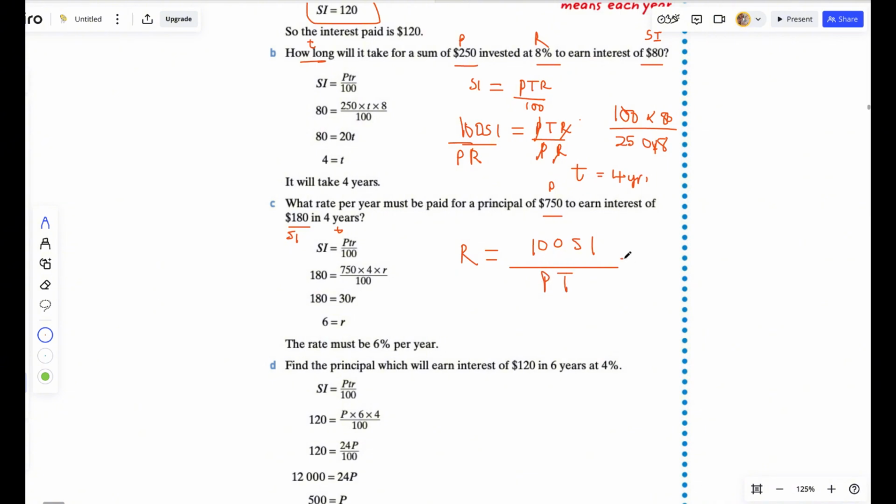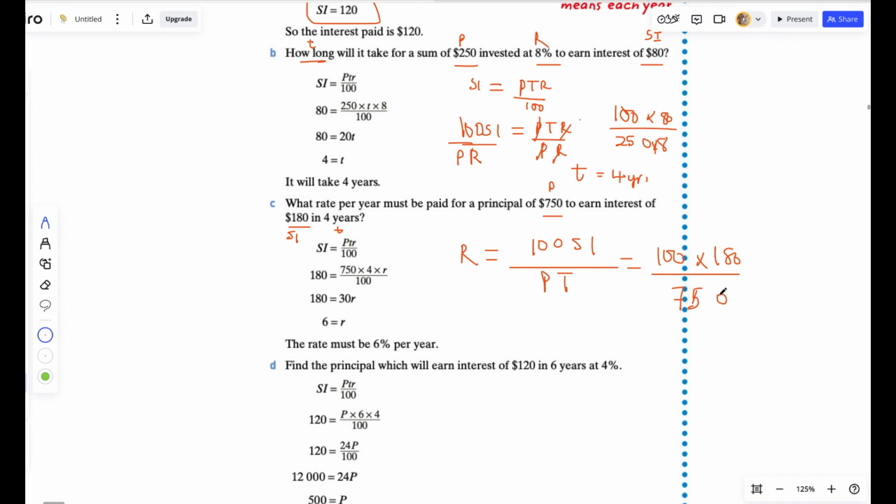Okay, so you slot it into this formula. You get 100 times the simple interest. What is our simple interest? 180. So multiply by 180. Divide by the principal, which is 750.